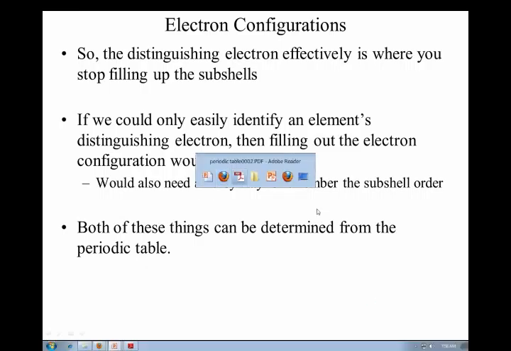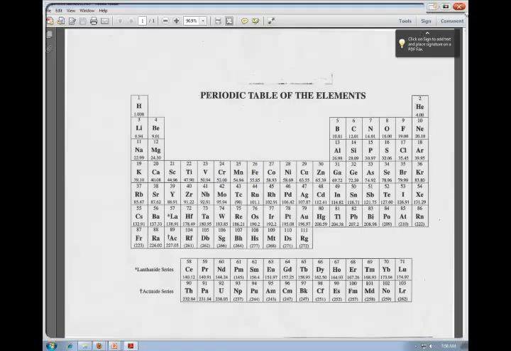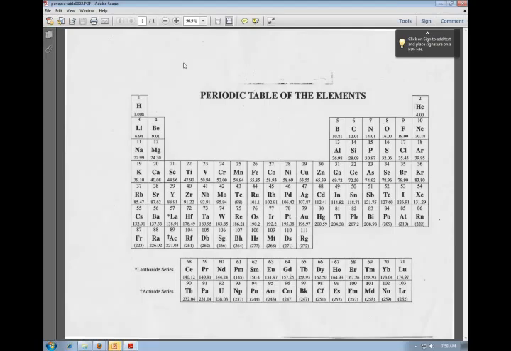Okay, let's look at a periodic table here. You may have to look at some reference material because I'm going to show you this. We're going to look at the elements and think about how we write their electron configurations and where they fill.